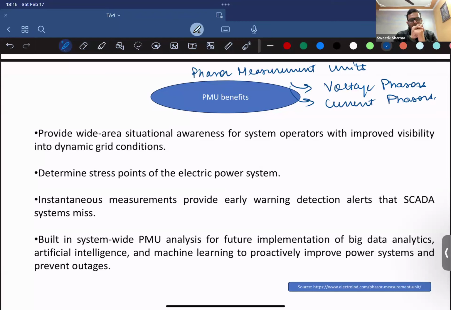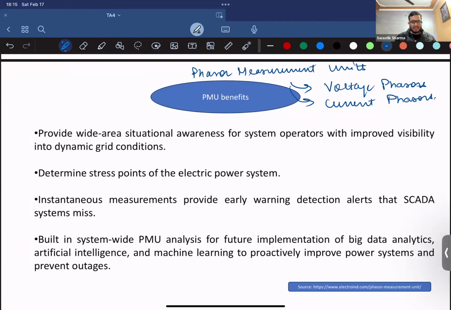That is, sitting at a control center, you can monitor the whole network of the entire country. In India, at least, the NLDC is the phasor data concentrator, which is our control center as well. So sitting at Delhi, you can monitor all the PMUs dispersed across different RLDCs or different regions.